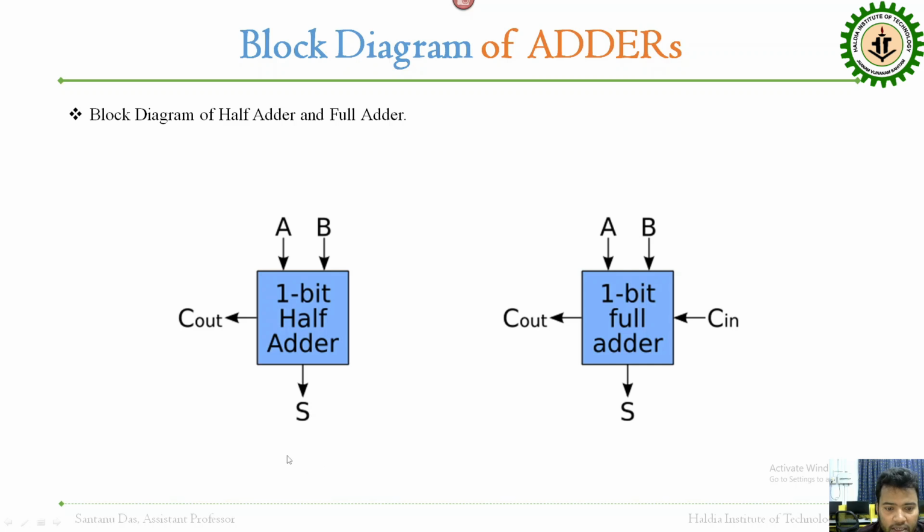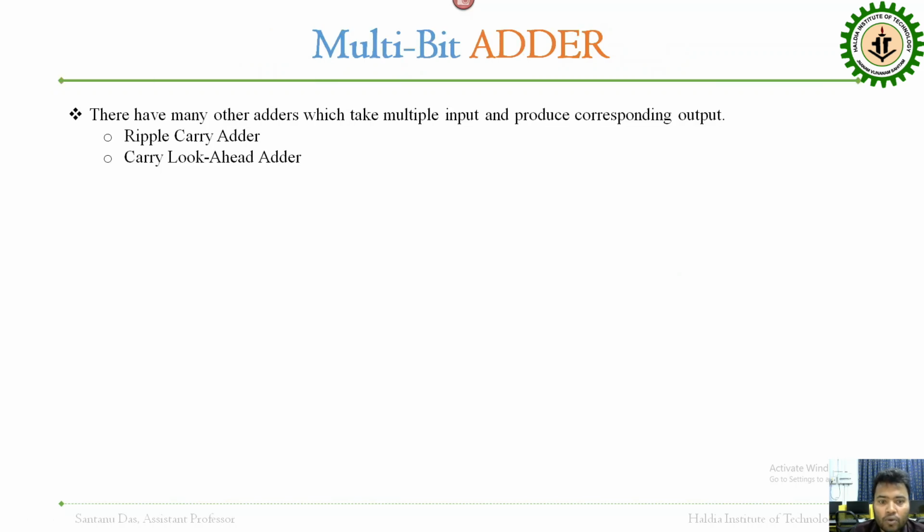This is your half adder where A and B are your input and carry and sum are your output. And this is your full adder block diagram where A, B and C in are the input and sum and carry are output. In our first slides, we already discussed that there are many adders which handle multiple bits, and those are some examples like ripple carry adder and carry look ahead adder. We are going to discuss this topic in later classes.